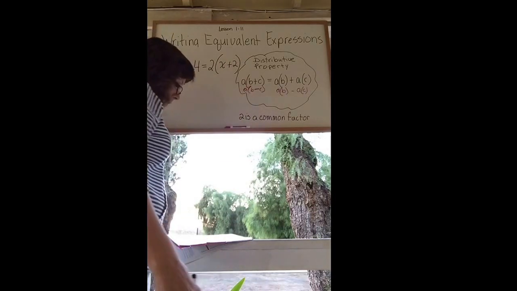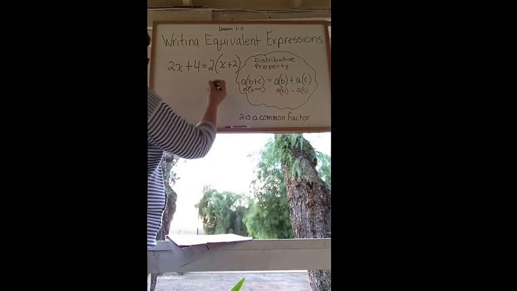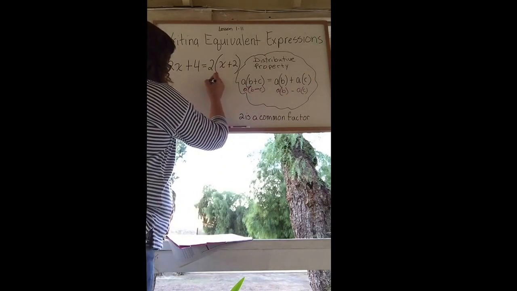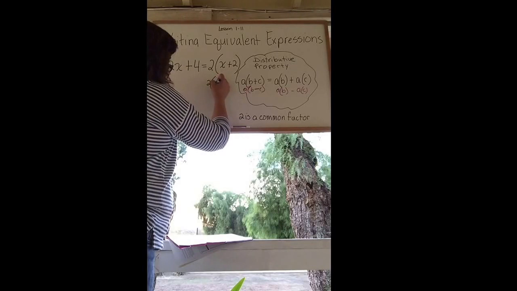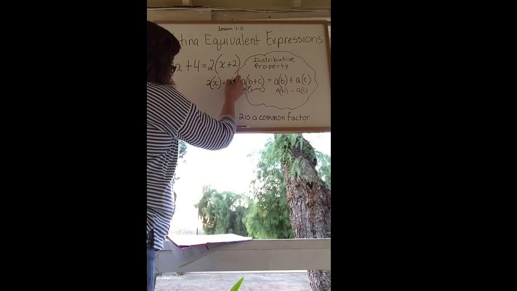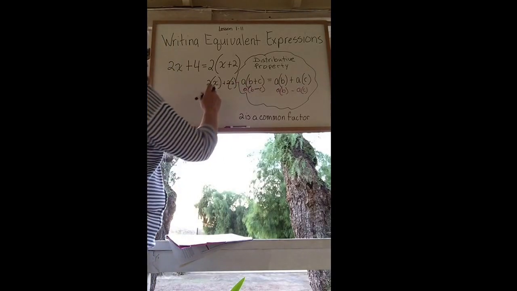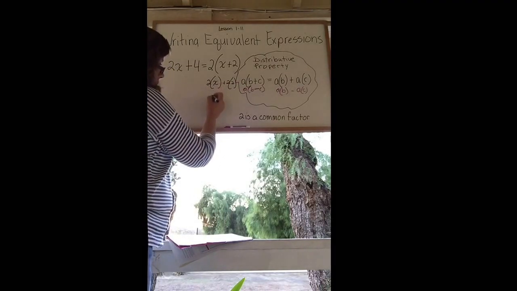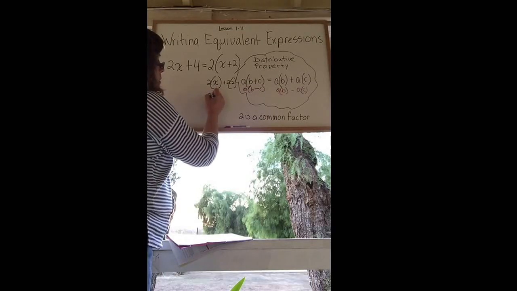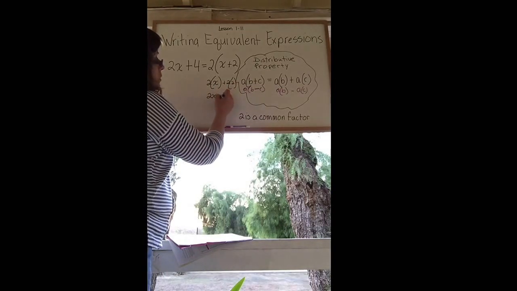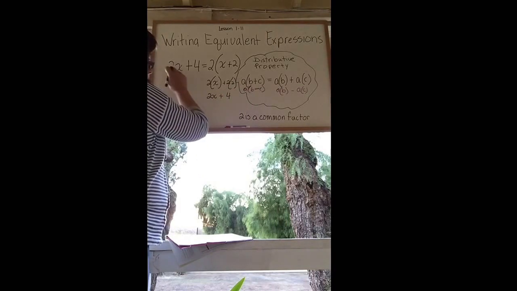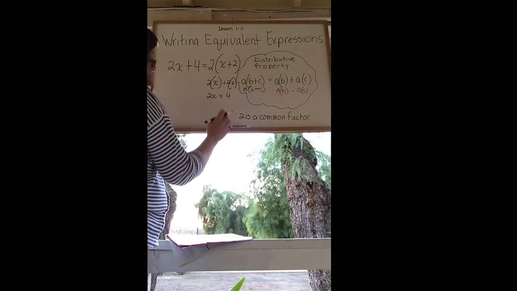Now, how did you get that, Miss Velasco? Well, look at the distributive property. 2 times the quantity of x plus 2 times the quantity of 2. I'm sorry, that's a little tight in there, but I hope you can see it. And what is 2 times x? It's 2x. And what is 2 times 2? It's 4. Okay, so that's our check.